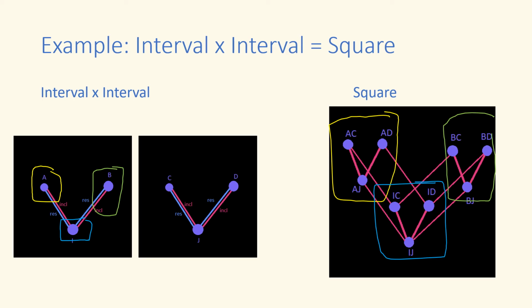And we can see that much like the V shape in our interval diagram, there's this V shape connecting the three sections of our square diagram. And so this diagram is, in some sense, capturing that the square is an interval of intervals.